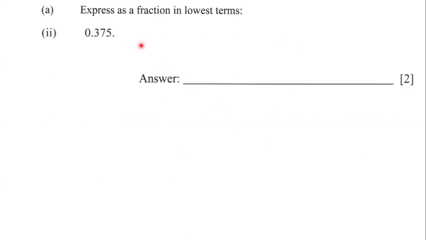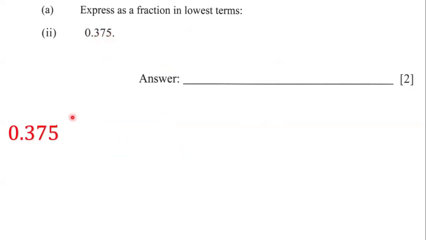Next, it states here, expressed as a fraction in lowest terms, 0.375. Now, how are we going to take this decimal and express it as a fraction? Notice that there are 3 numbers behind the decimal point.